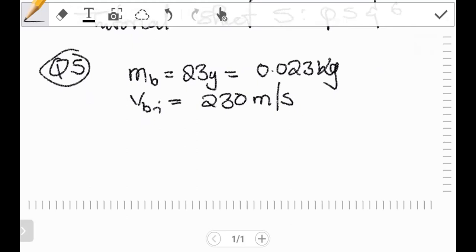Now, what else do we have? Next, we're saying it penetrates a 2 kg block. So we have a block of mass M_B, capital B, for the block. This is 2 kg, so there's no converting here. That's a 2 kg block of wood, and the bullet emerges cleanly at 170 meters per second. So the final velocity of the bullet, v_b final, equals 170 meters per second.